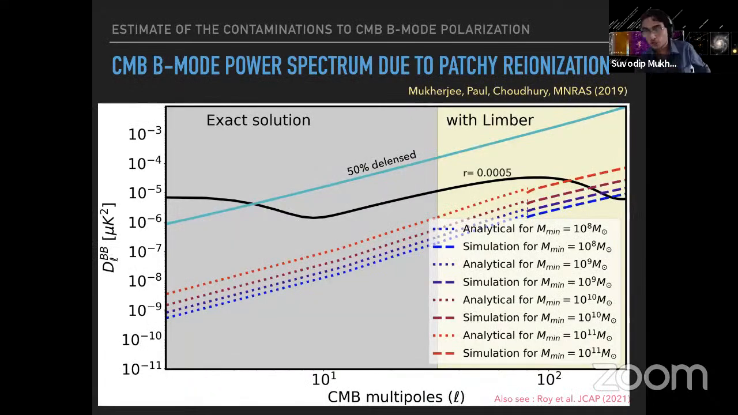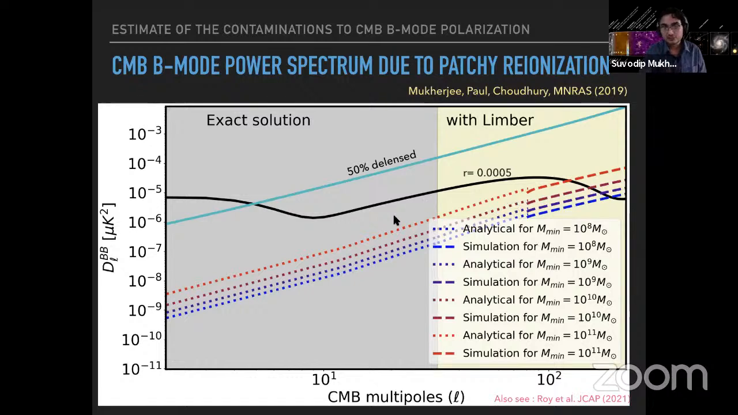So from the same simulations which I've shown you, if you now calculate the secondary B-mode power spectrum, those are the results which are shown for different minimum halo masses in red to blue. So in blue, you are seeing for lighter masses. In red, you are seeing for heavier halo masses. The one which is dotted is the analytical, because of the resolution limitation we cannot go to very large scales. And these results are obtained from simulations.